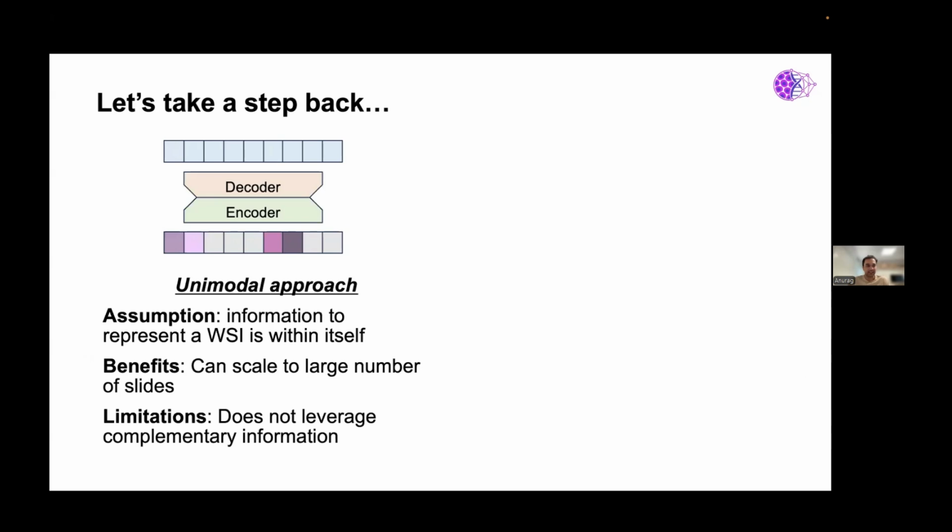Let's take a step back and see what approaches do we have in our hands. First approach is a unimodal approach. What you can do is you can take the whole slide image, have an encoder model that will represent this image in a smaller dimension, and then have a decoder model that will try to reconstruct this image. Here, the assumption is that all of the information that you need to encode the whole slide image is present in the whole slide image itself. The benefits of this approach is that you can scale this to a very large number of slides.